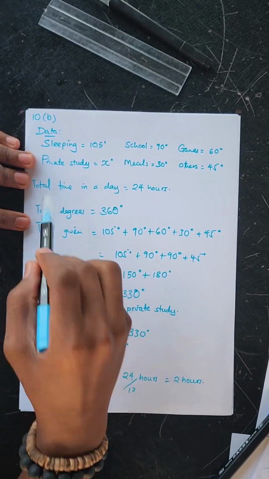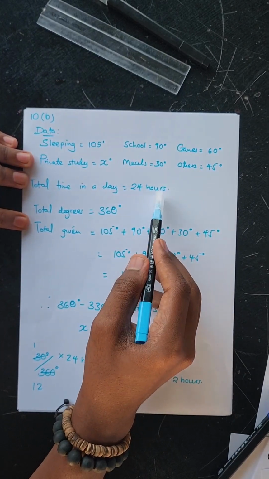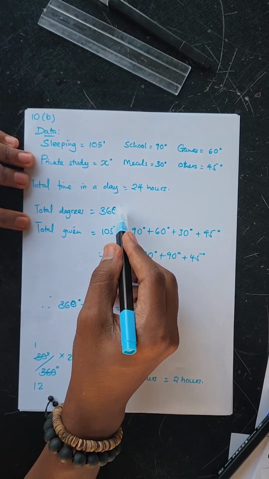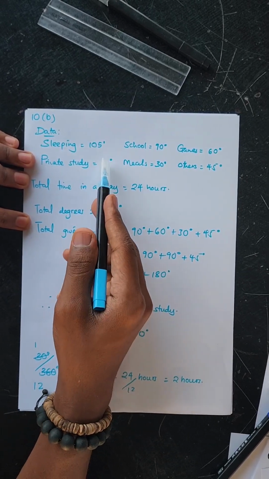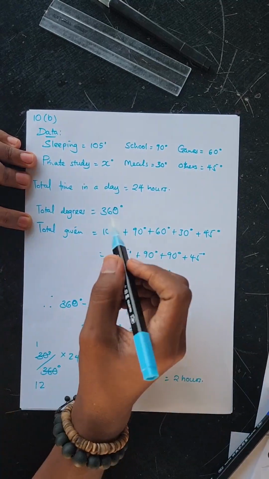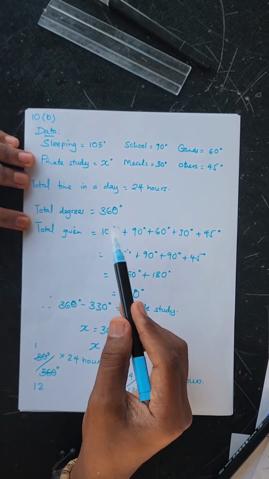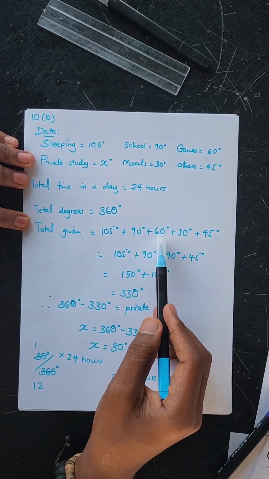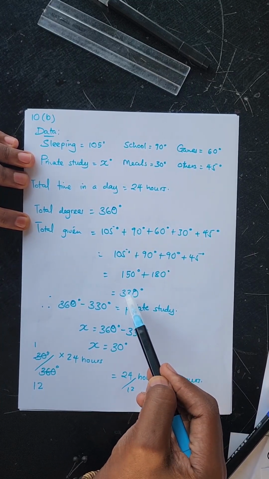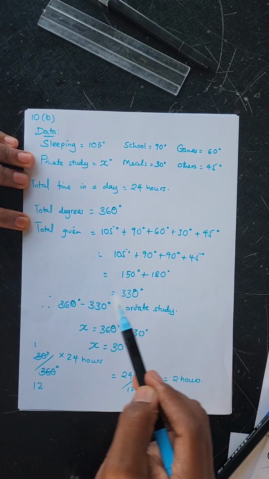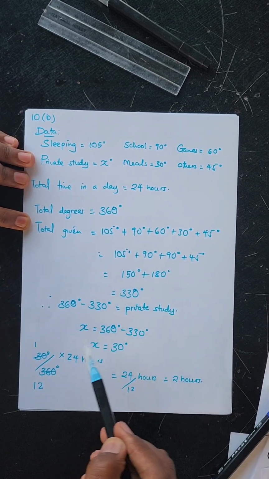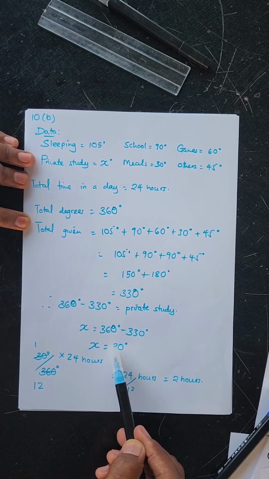Now, the total time in one single day is 24 hours, and the total degrees for any circle or any pie chart is 360 degrees. Now, to get the value of X, we need to add the rest of these and subtract them from the total. So 105 degrees plus 90 plus 60 plus 30 plus 45. We get 330 degrees. Then we take 360 degrees minus 330 degrees to get the private study. And X gives 30 degrees.